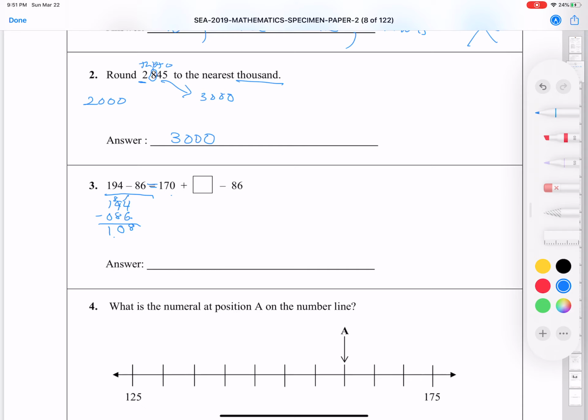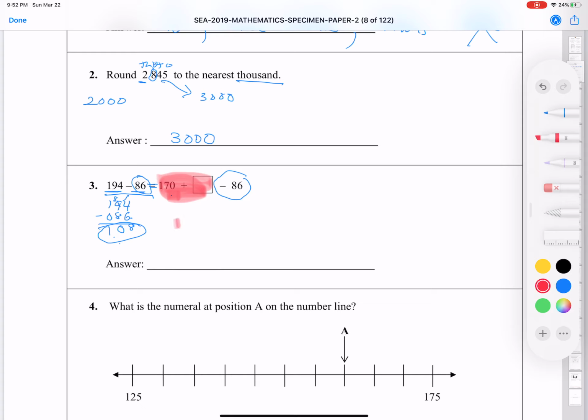Let's go to the right side now of this equal sign. 170 plus something take away 86. Notice we got 108 on the left side. 194 take away 86 equals 108. Interestingly, we have another takeaway 86 here, just as we have on the left side. Therefore, it means that this area here, I'm going to highlight, has to be equal to 194. Because 194 takeaway 86 gave us 108, and we want to get 108 on this side as well.